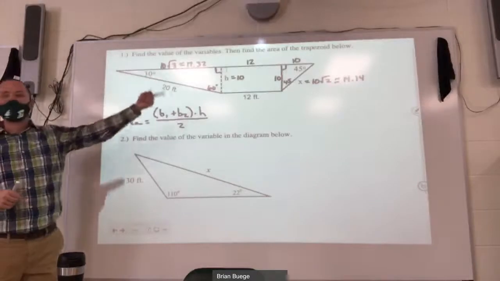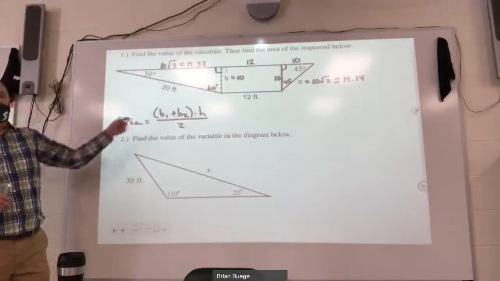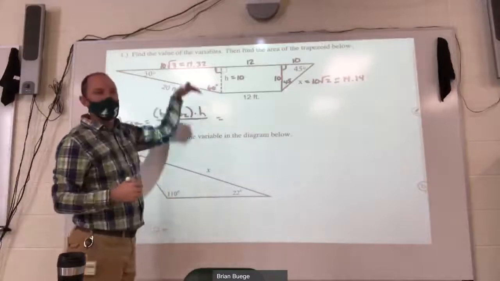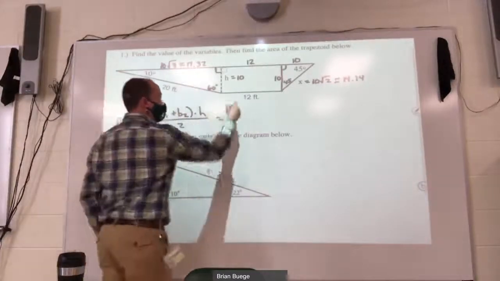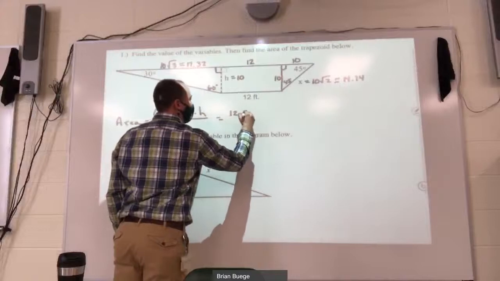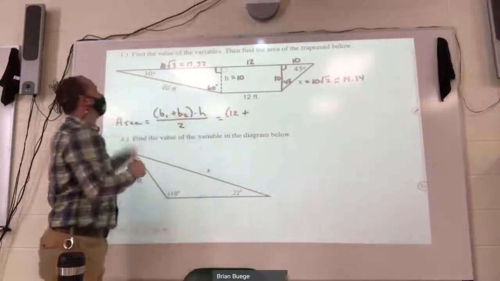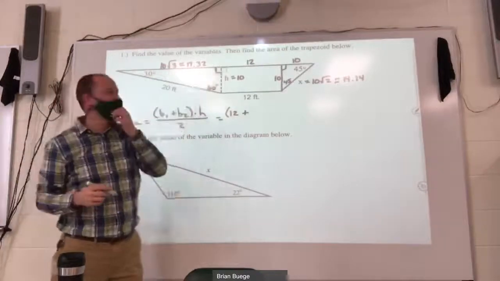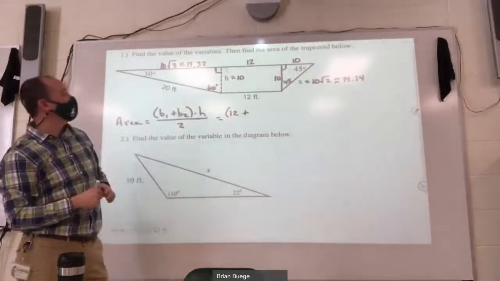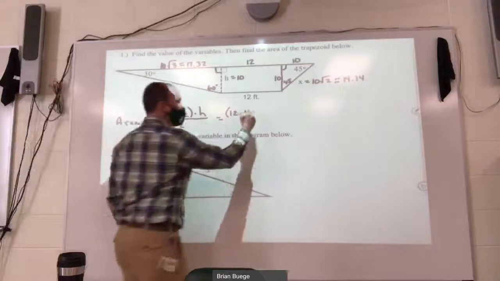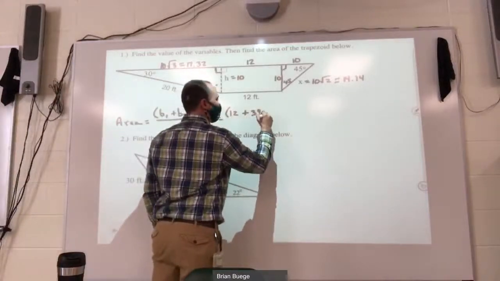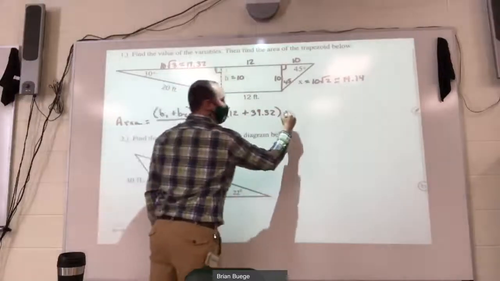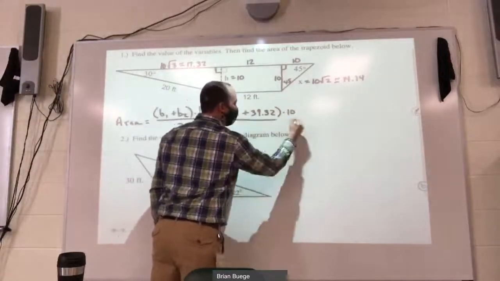And now, we've already solved for all the pieces of information. Now I just got to put them in the right spots. So, base number 1, it does not matter which one's base 1 or which is base 2. I'm going to start with the 12. Plus base 2, then I got to add that whole base. Okay, I got to put them all together, the entire length. And so if we do that, we get 39.32 times our height, which we found. We found that to be 10. All over 2.